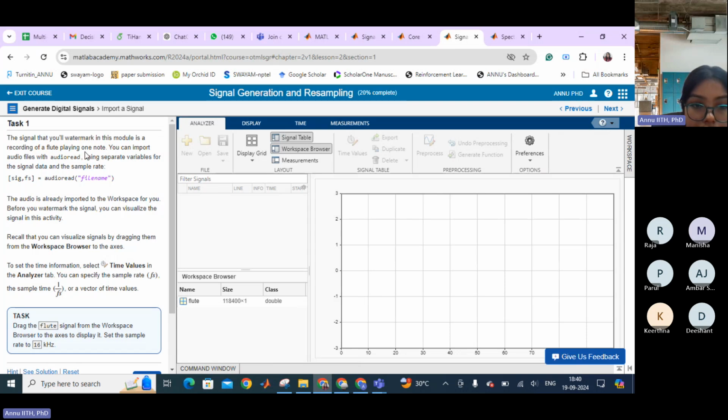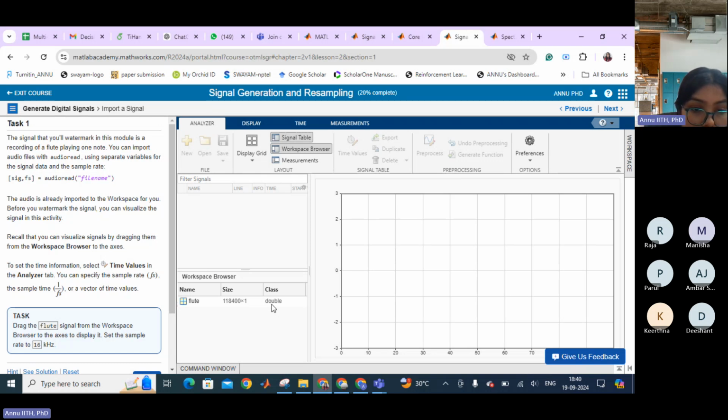Now, the signal that you'll watermark in this module is a recording of a flute playing one note. You can import the audio files with audioread, and then separate the variables of the signal data and the sample rate. So suppose, for example, the signal has a size of 111118400 by 5. This is of class double. So how can we have this audio that is already imported to the workspace for you?